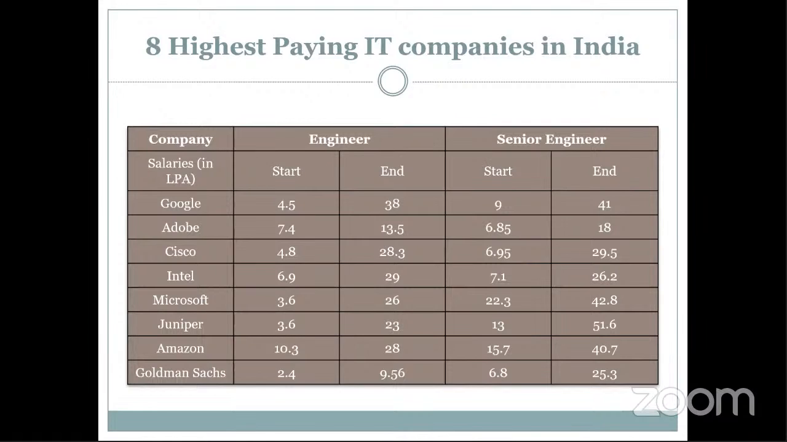And if you are a senior engineer, the salary would be starting from this number and ending on this number. So in that way, right? First is Google, whose salary per annum, the package would be starting from 4.5 lakh, and it can go till 38 if you are a fresher. If you are a senior engineer and have some experience of 1 year, 2 years, then your salary would be starting from 9 lakh and it can go to 41 lakh.